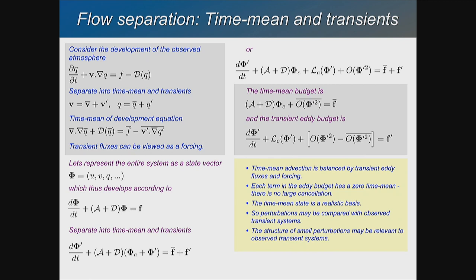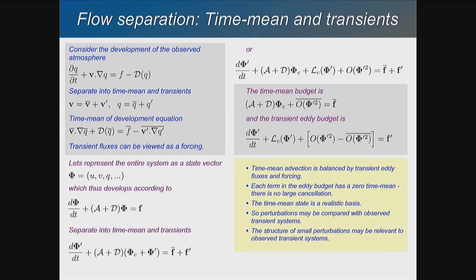And if you then take the average of that equation, the time mean budget is, again, equivalent to this. There's the action of that operator on the climatology. There's a second order term, which is the transient eddy fluxes. And there's the mean of the forcing.